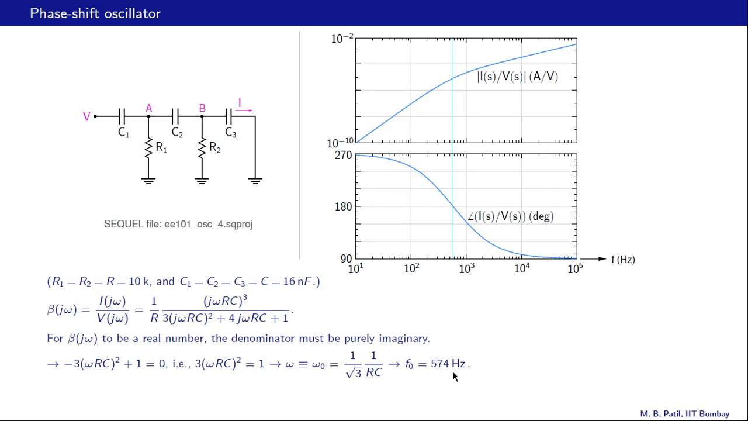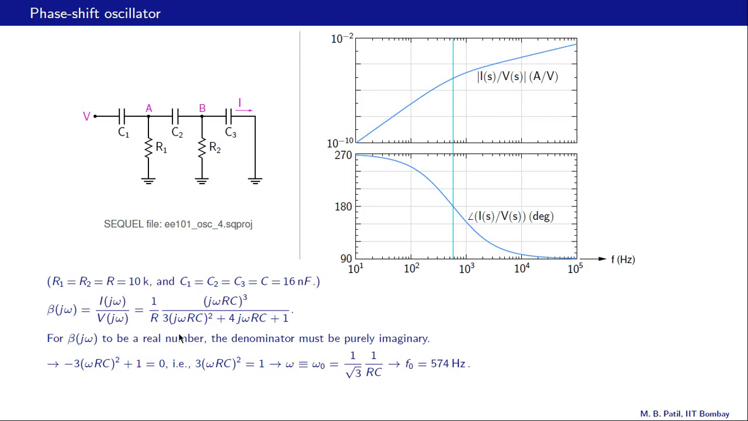And we can obtain F0 by dividing omega 0 by 2 pi, and that gives us 574 Hertz. And if you recall, graphically we estimated our frequency of oscillation to be about 500 Hertz somewhere here when the phase was 180 degrees. So this agrees well with that. Now let us find the value of beta at omega equal to omega 0.